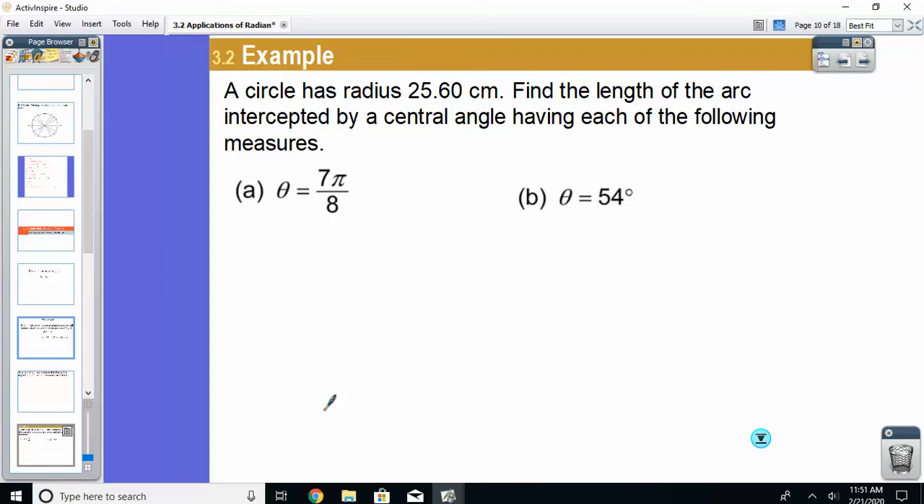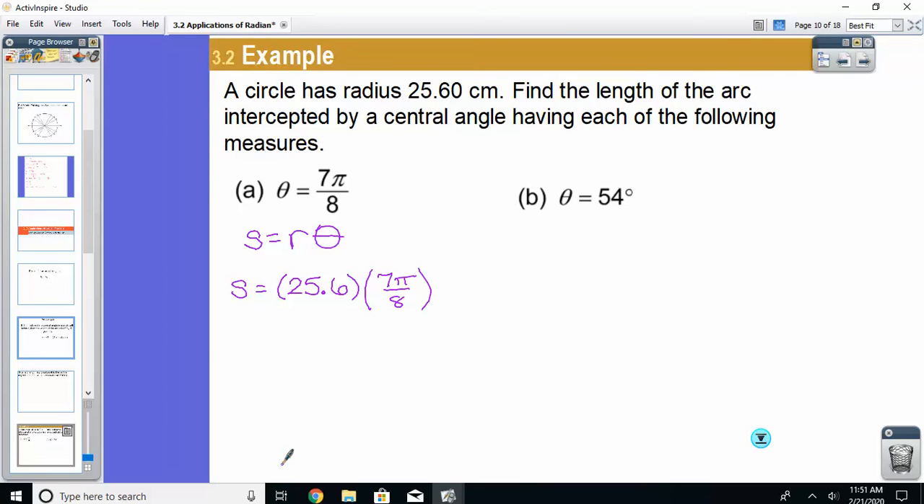So let's just take a look at this example. A circle has a radius of 25.60 centimeters. How many significant digits is that? 4. Find the length of the arc intercepted by a central angle having each of the following measures. So I just want the length of the arc. So all we are going to do is S equals R theta. My radius is 25.6. My theta, 7 pi over 8.